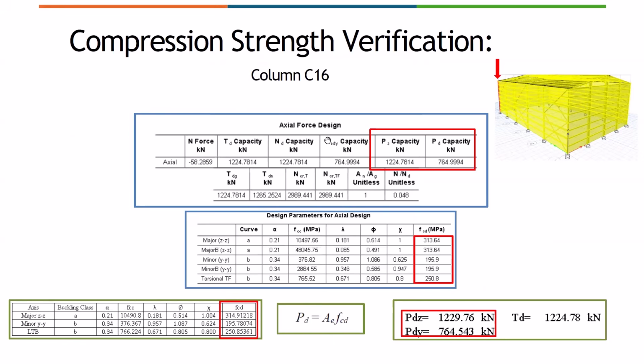So the axial force design, the program reports the PZ as 1224.78 and PD as 764. So this is basically for the major and the minor axis buckling. And you can also verify that manually in the spreadsheet.